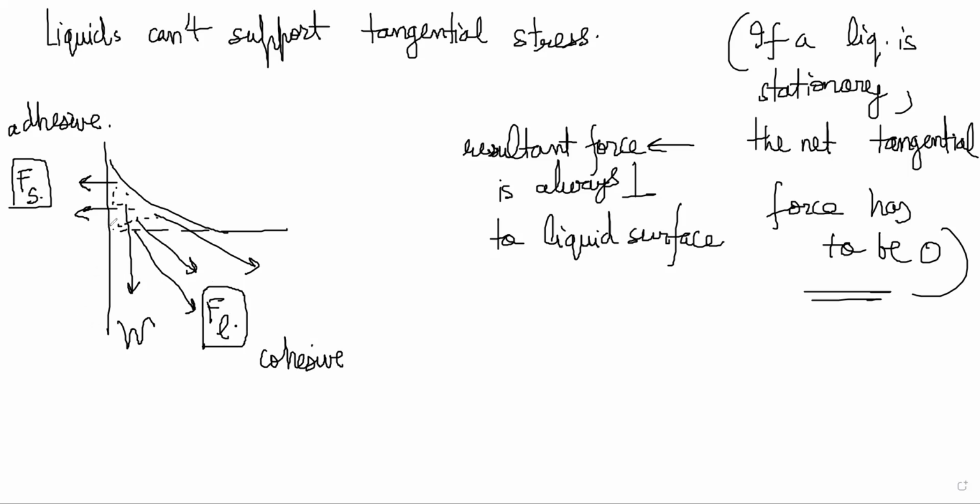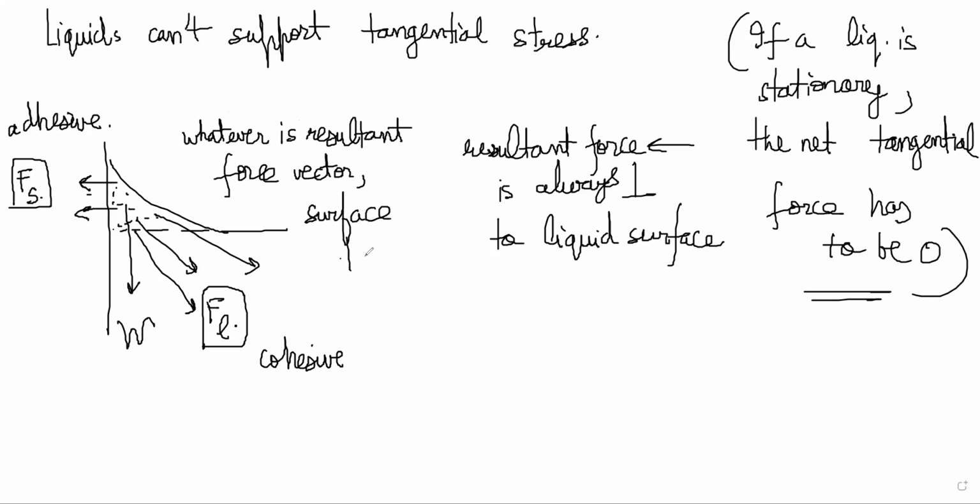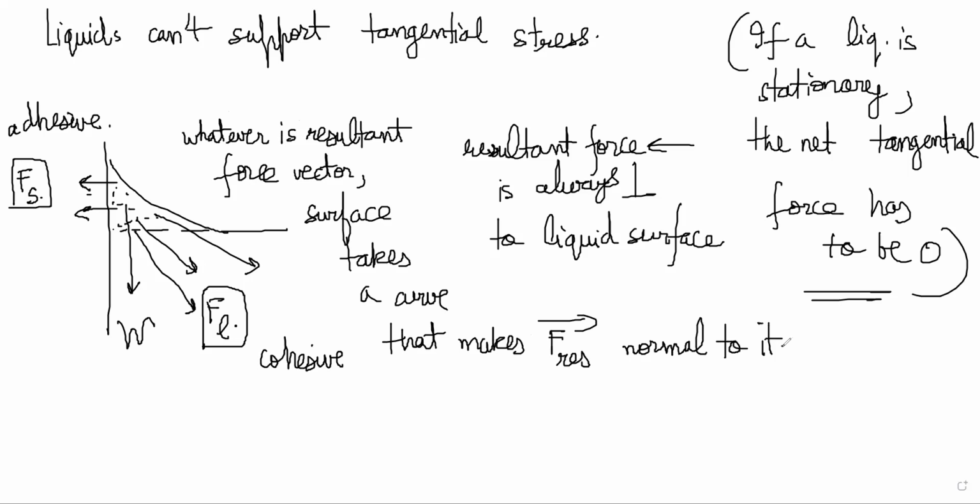Now, what has to happen is the resultant of these 3 has to be perpendicular to the surface, okay? Or you can say the actual thing is, whatever is the resultant force vector, the surface will take a shape which is normal to that. The surface takes a curvature or shape that makes F resultant normal to it, right? You understand?